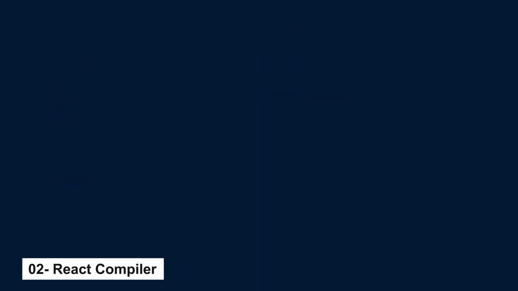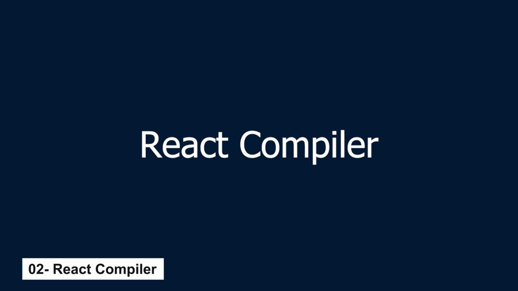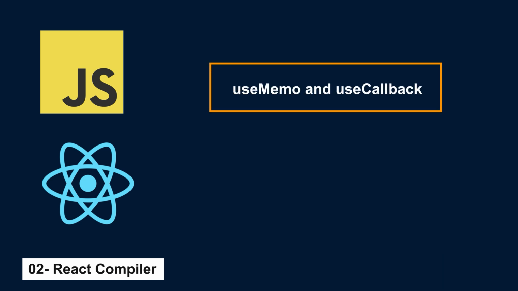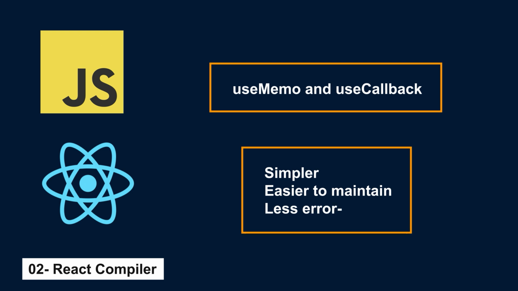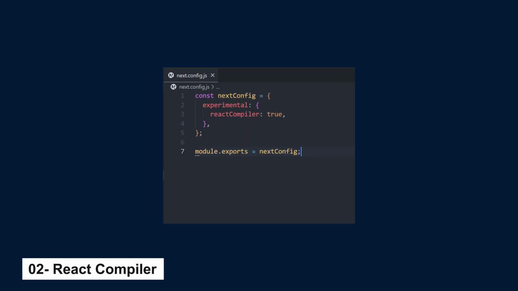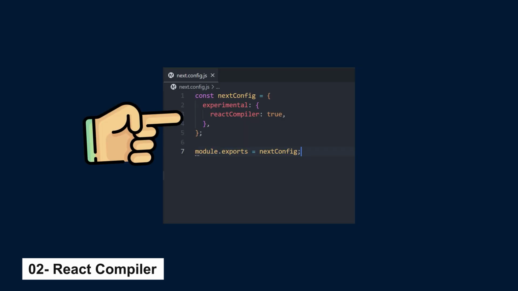The next change is using the React compiler. This compiler deeply understands JavaScript and React rules and optimizes our code automatically. It reduces the usage of useMemo and useCallback for manual memoization, which makes our code simpler, easier to maintain, and less error-prone. In order to add the React compiler, you can install the babel-plugin-react-compiler package. Then, in the next.config.js file, you need to add the experimental.reactCompiler option and set it to true.